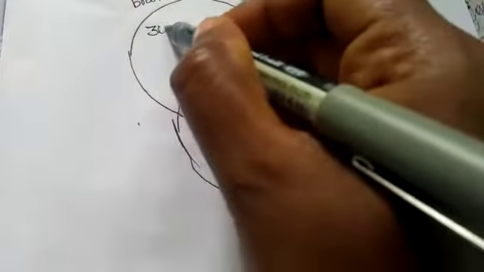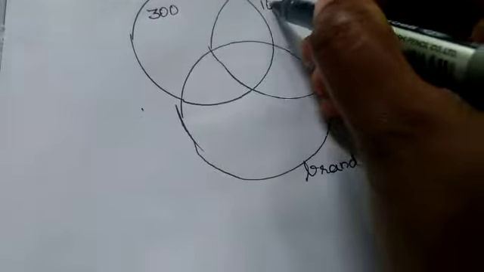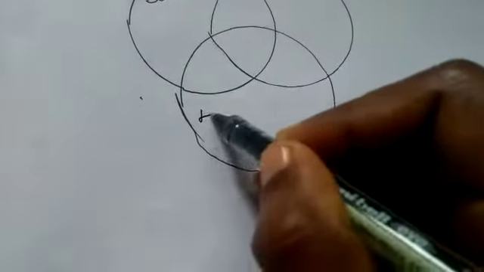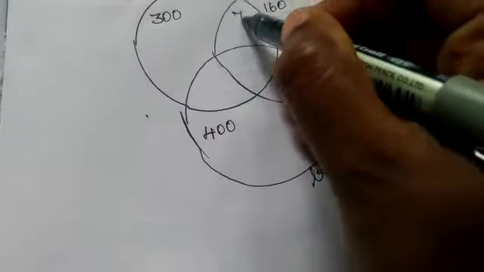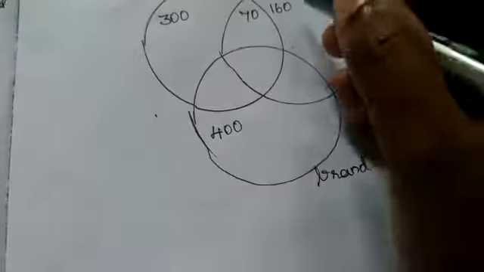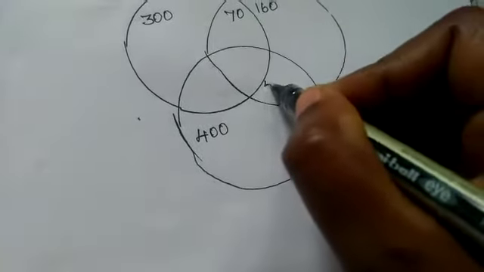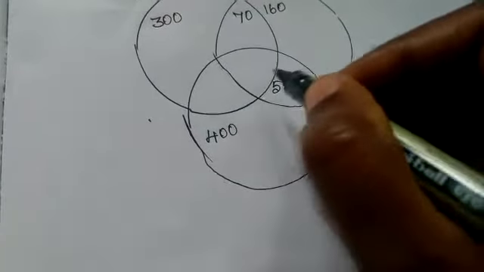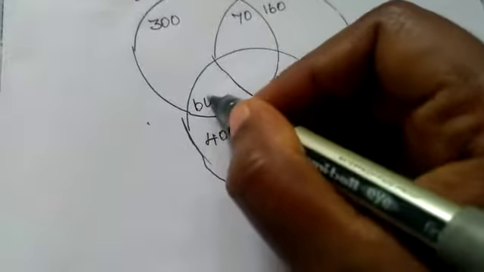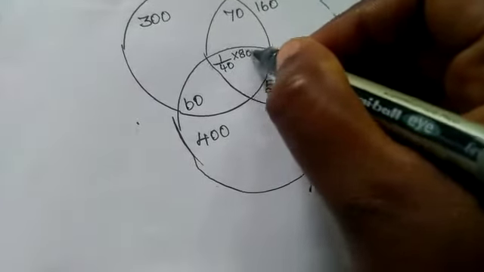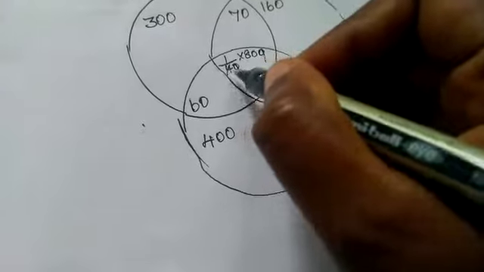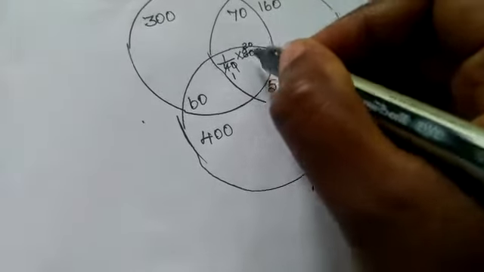Now brand A, how many people did we find? 300. Brand B, 160. Now brand C, 400. Brand A and B, how many people? 70. Brand B and C, 55. A and C, 60. All the three, 1 by 40 into 800. Now cancel the 0 and 0. 4 ones are 4, 4 twos are 8... 20 people.